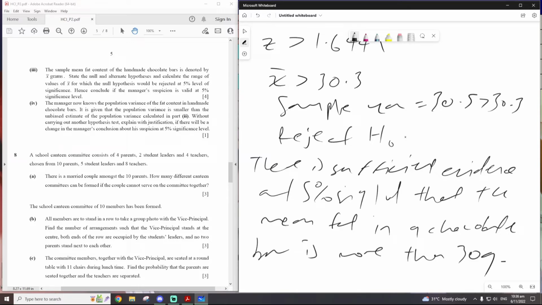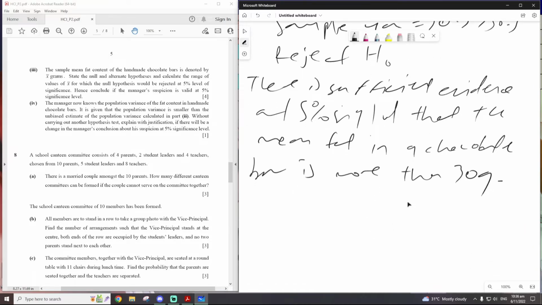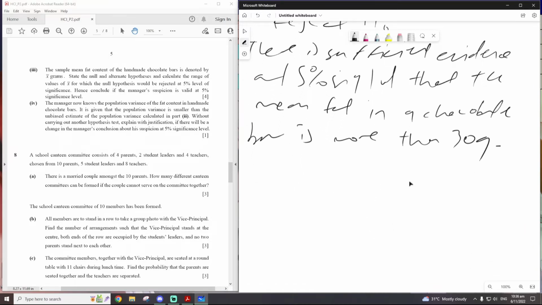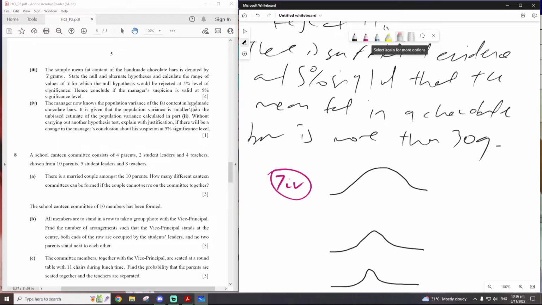The manager now knows the population variance of the fat content in handmade chocolate bars. The population variance is smaller than the unbiased estimate. Will there be a change in the manager's conclusion? You don't need to do a second test to find out the answer, because we already rejected it with this variance. What happens when the variance is smaller? If you draw a normal distribution curve, it looks like this, right? If the variance is smaller, the values are closer to the mean. If the variance is very small, you have a peak like that. So the critical value will be closer to the mean.